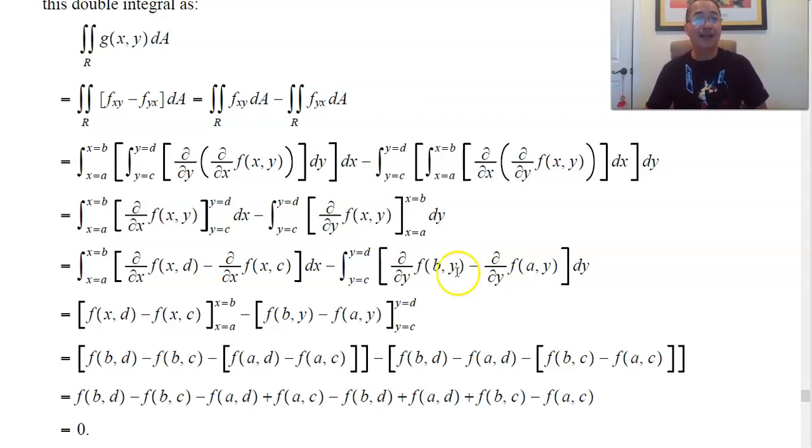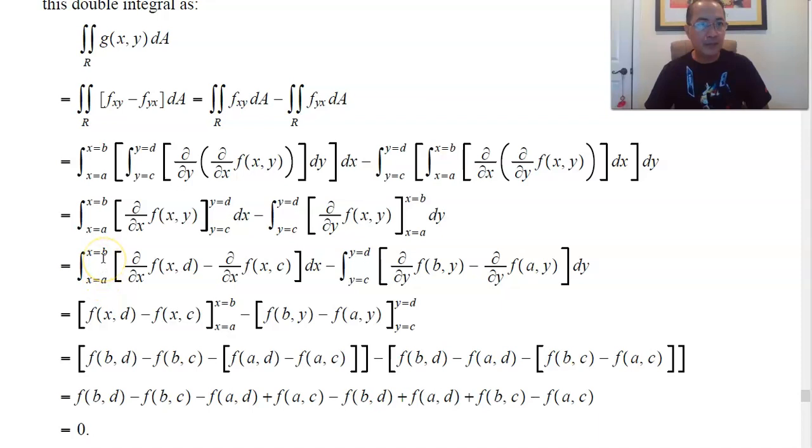But wait, there's more. These are again partial derivatives with respect to the correct variable, so again the antiderivative of this partial derivative gives us f at d, and the antiderivative of this partial derivative gives f at c. It's hilarious. I was reading this like, oh my god, it's almost like witchcraft. Similarly here, we'll get f(d,y) minus f(a,y). Plug in the endpoints.